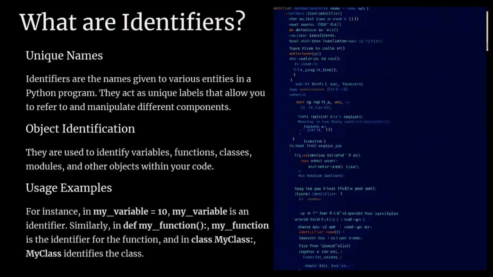Similarly, in def my_function, def is defining the function and I'm giving it a function name. That can be an identifier for the function. And for the class, when you study object-oriented programming, you will learn about classes and objects, like my_class. My_class is a name, and this is also called an identifier. Identifiers also follow the same variable rules.